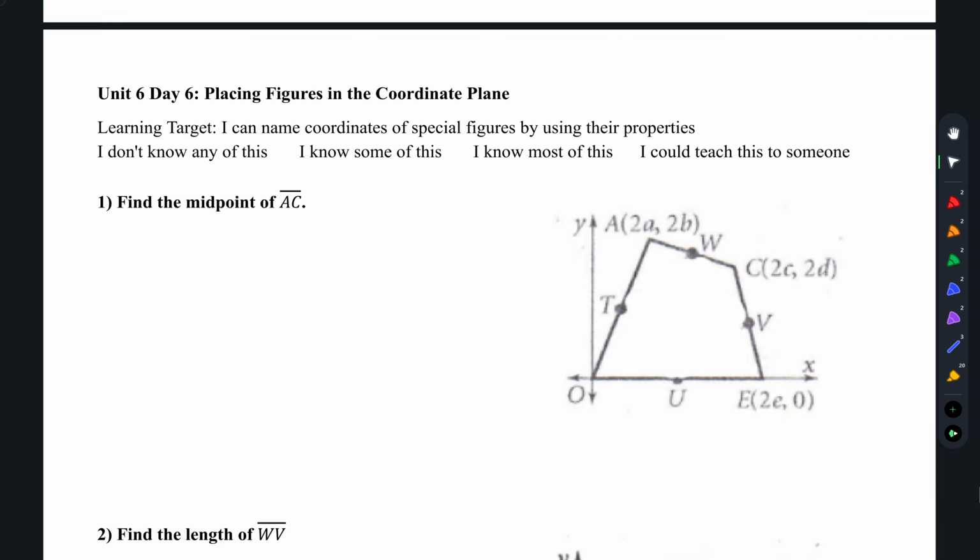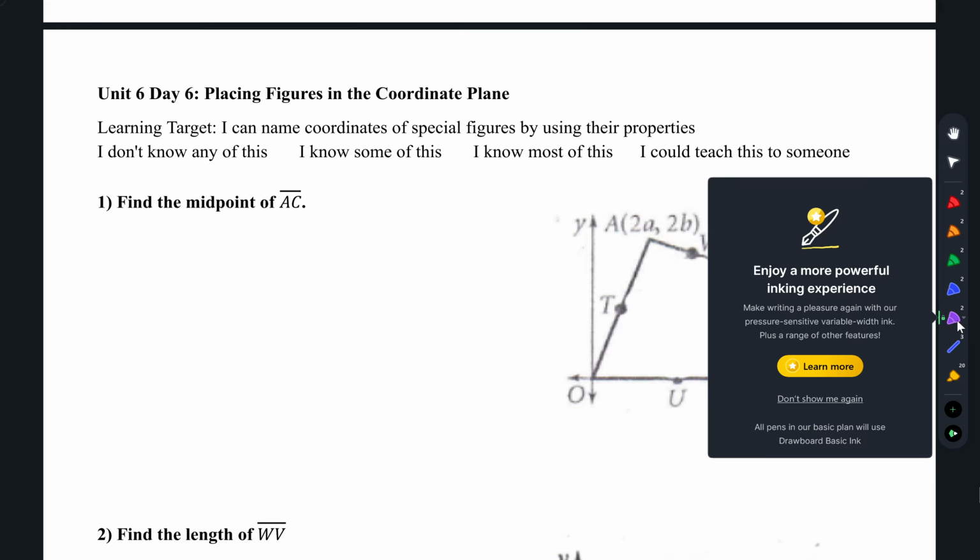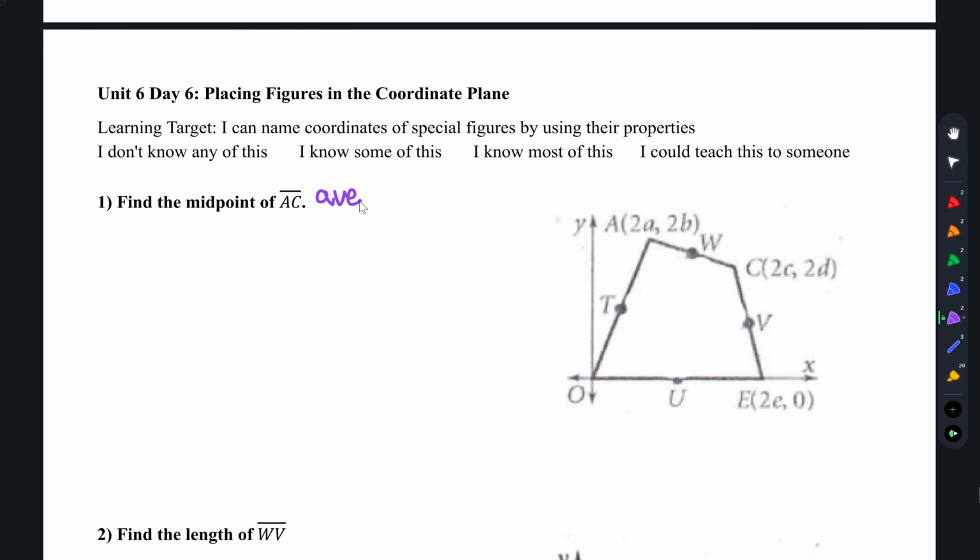Essentially this is geometry properties, but filling in those equations, those properties, with a lot of things that aren't solid numbers. They have letters in them, so it's like algebraic manipulation. It's not too terrible. Number one says find the midpoint of AC. Do we remember how to find the midpoint between two points? Maybe not. The midpoint is the average of the x's and the average of the y's.